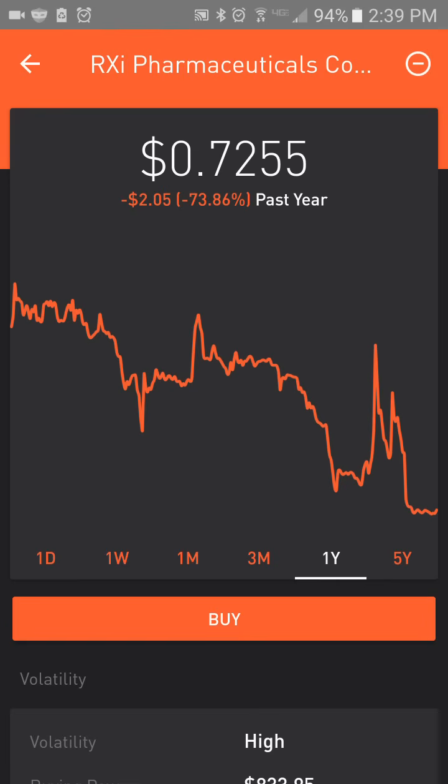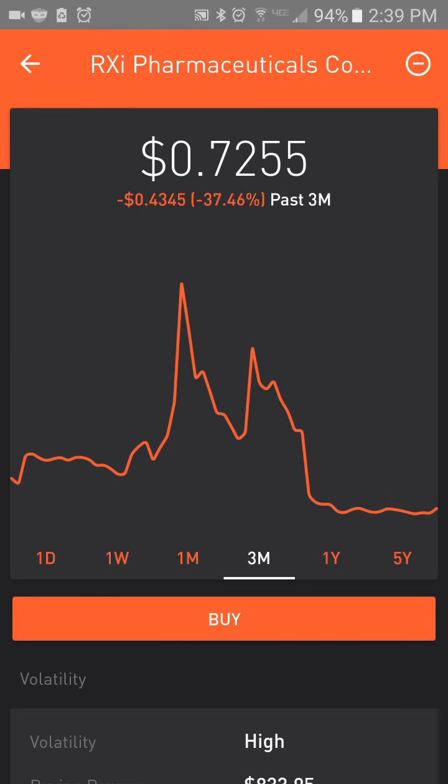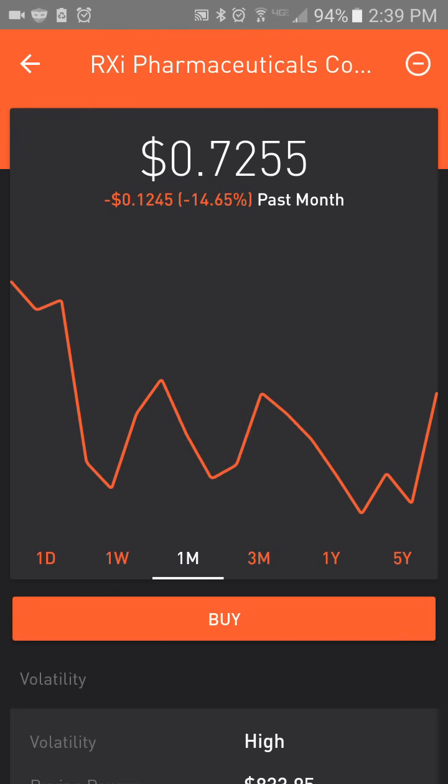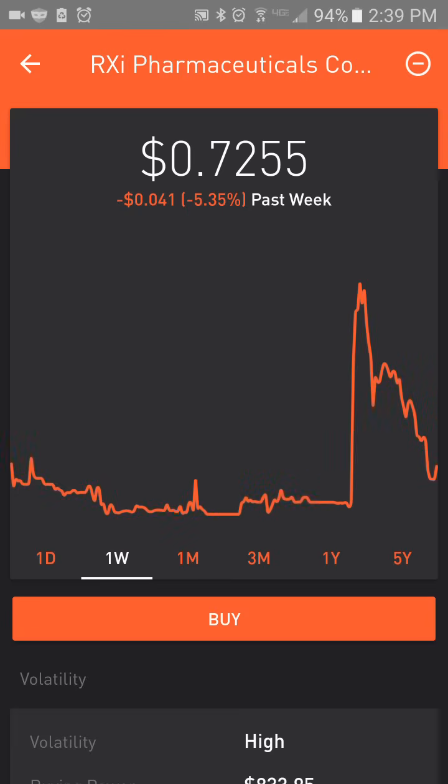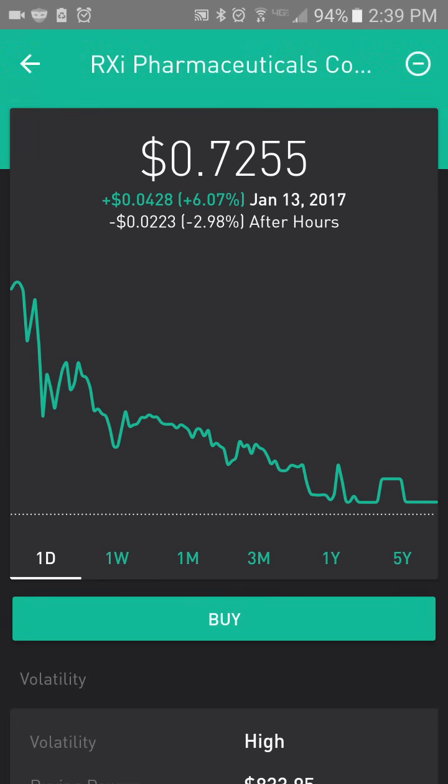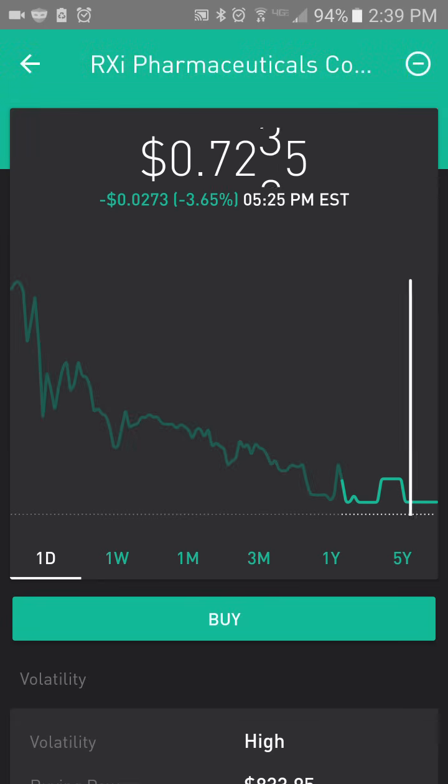So, and then I kind of just backpedal. I look at a 1 year chart, see how it's moved. Look at a 3 month chart, see how it's moved. 1 month, 1 week, all the way to 1 day. So I'm basically banking on this stock getting a slight bounce.